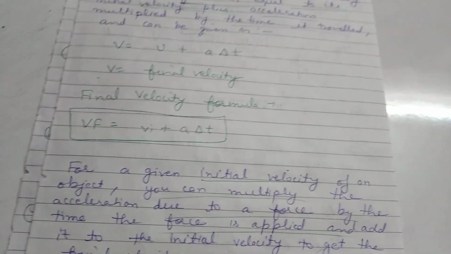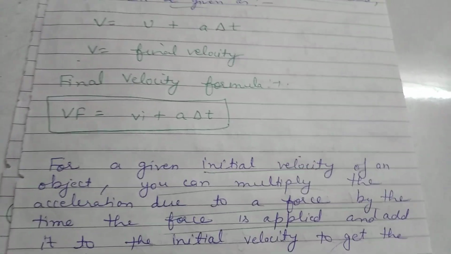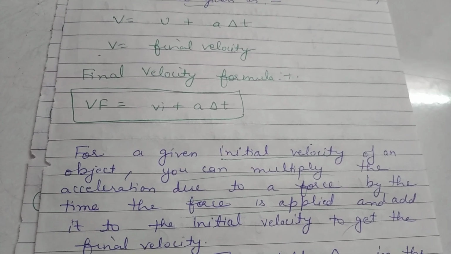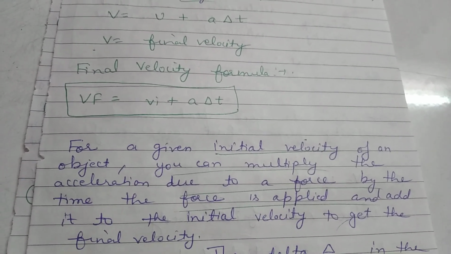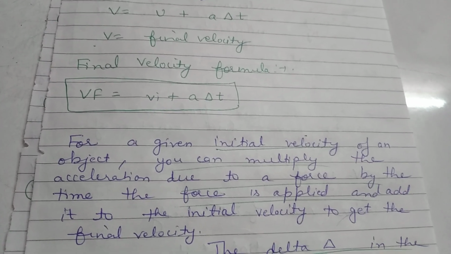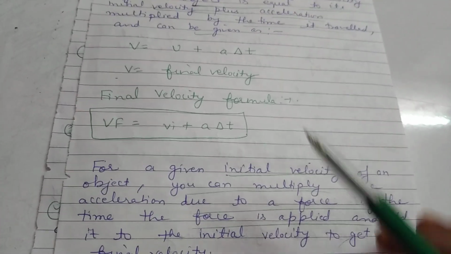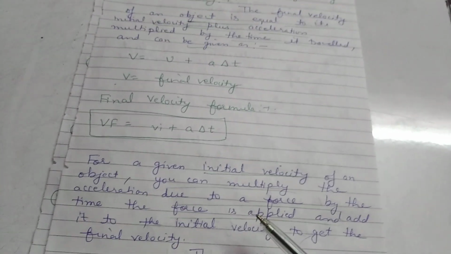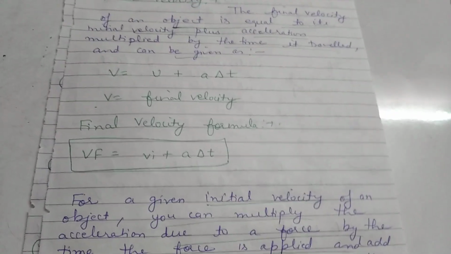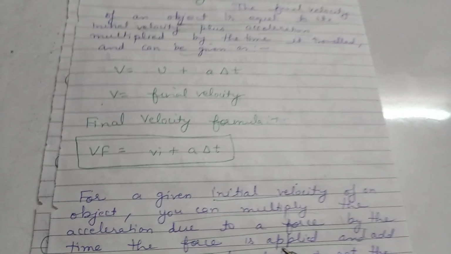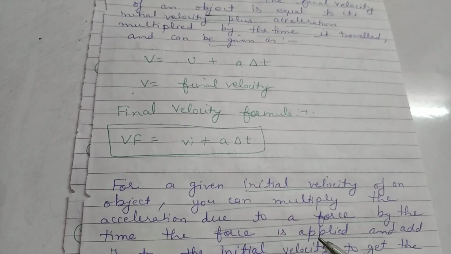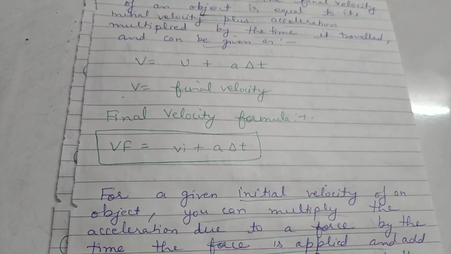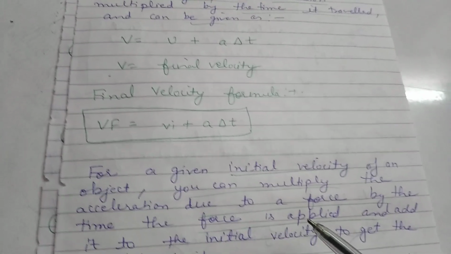For a given initial velocity of an object, you can multiply the acceleration due to force by time. The force is applied and added to the initial velocity to get the final velocity. It's all about what we have discussed above. So initial velocity plus acceleration multiplied by time. So final velocity is equal to u plus a delta t.